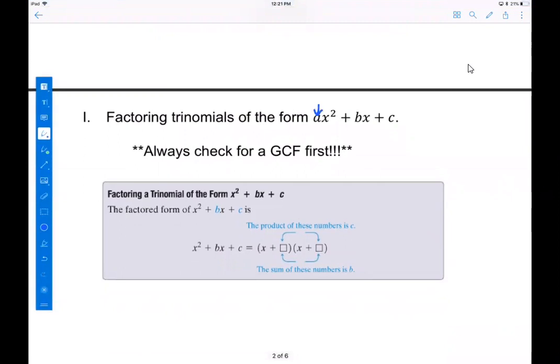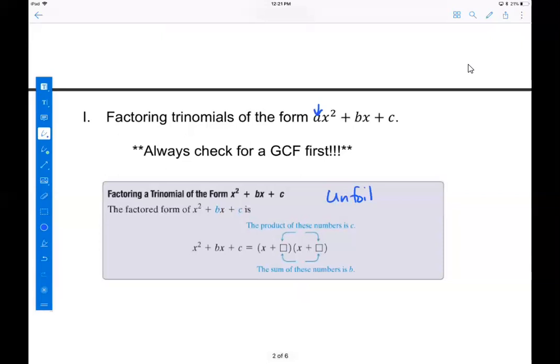And just to kind of review, always check for a GCF before you factor. Sometimes you might have a polynomial with a GCF. If it has a GCF, you need to factor the GCF. But to factor a trinomial that is in this form, x squared plus bx plus c, where your coefficient of x squared is 1, we're going to unfoil to determine what our product is.